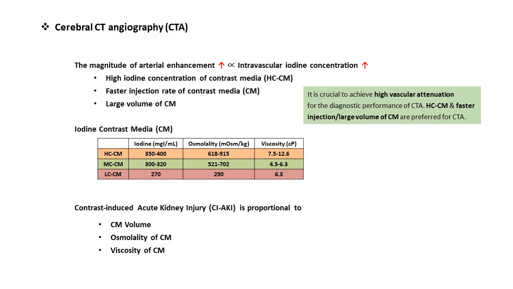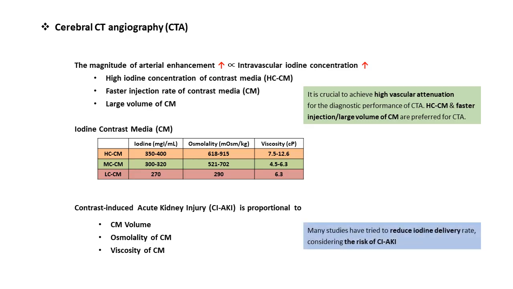In cerebral angiography, achieving high vascular attenuation is crucial for diagnostic performance. Traditionally, this requires high iodine concentrations, faster injection rates, or larger volumes of contrast media. However, this comes with the risk of CIAKI, contrast-induced acute kidney injury, which is known to increase with higher volume, osmolarity, and viscosity of the contrast media used. So the key clinical challenge is this: can we reduce iodine dose while maintaining image quality?